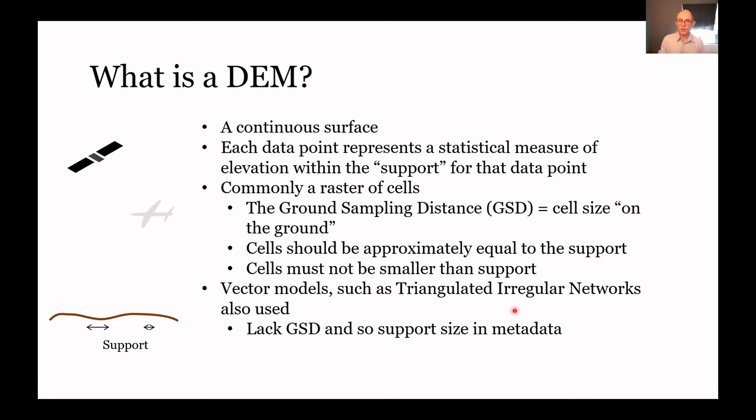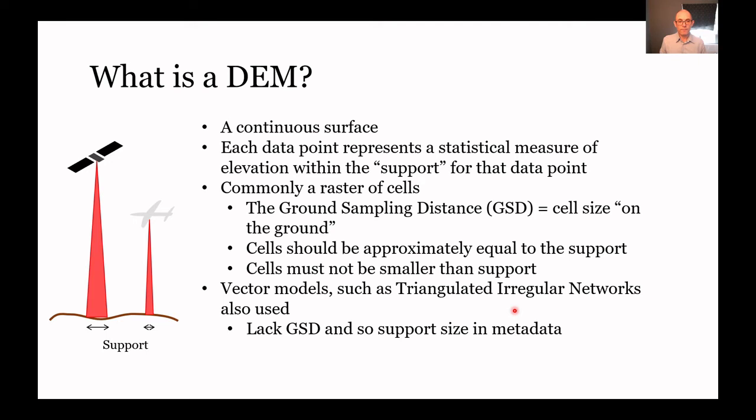Above all, triangulated irregular networks can be used to represent DEMs. And as we don't have this direct connection between the cell size with its ground sampling distance and the support, we just have a point of data, and its representation can have very high precision, well beyond the support. We need to find out what the support is from the metadata, because the characteristics of the geospatial data within the TIN itself don't tell us anything about that support.